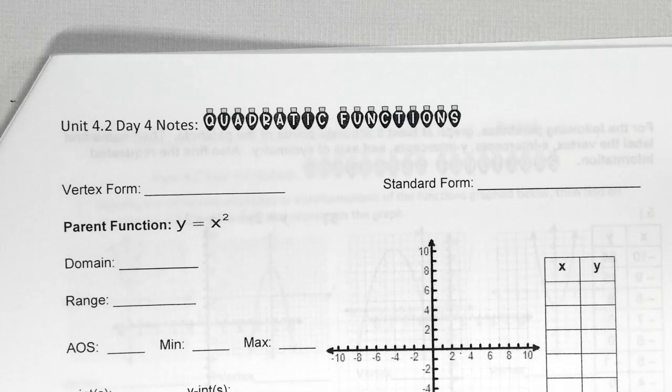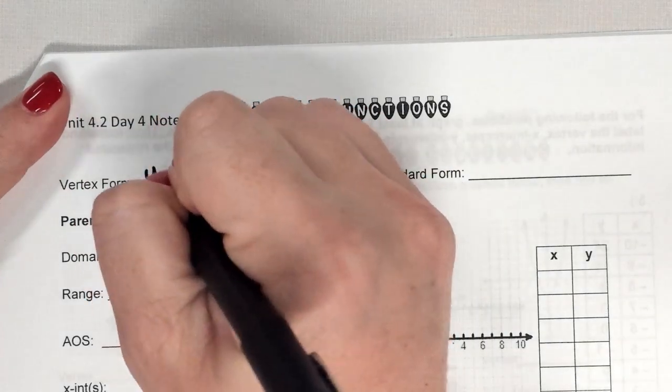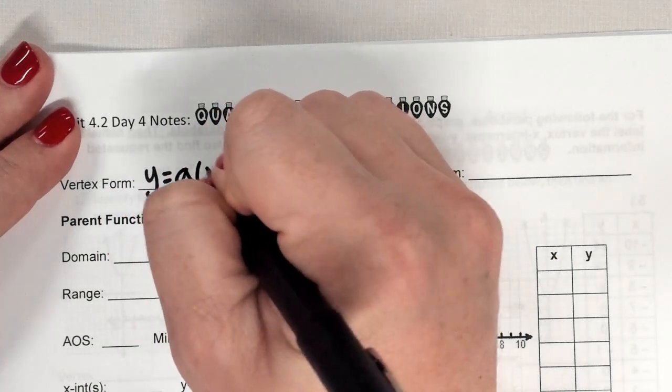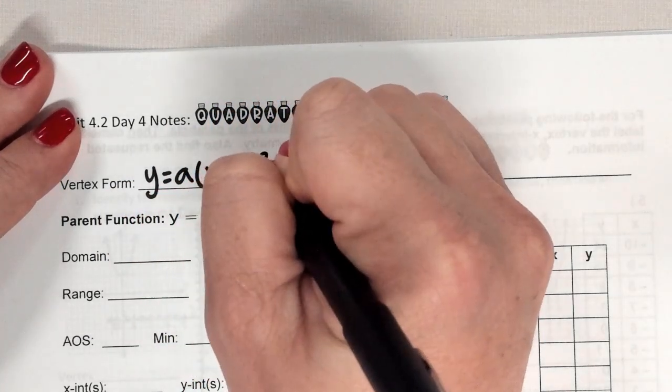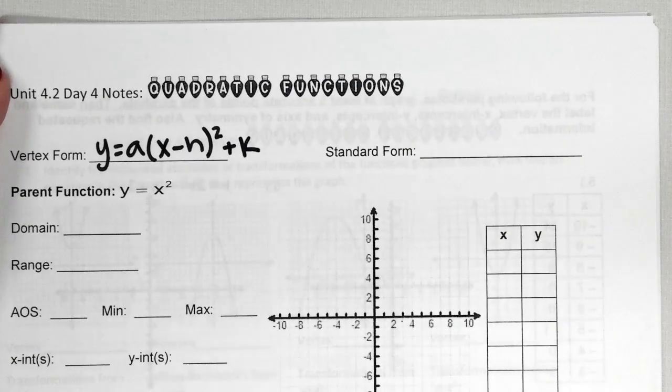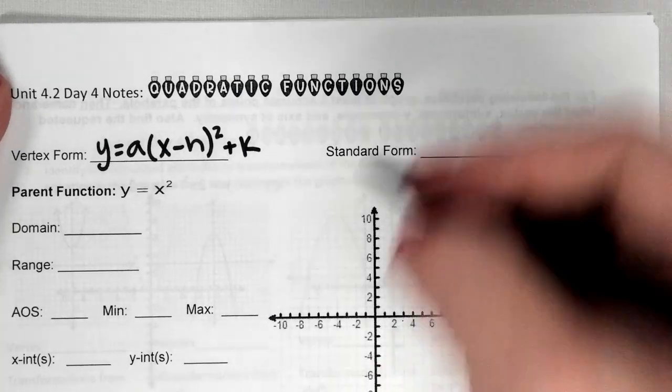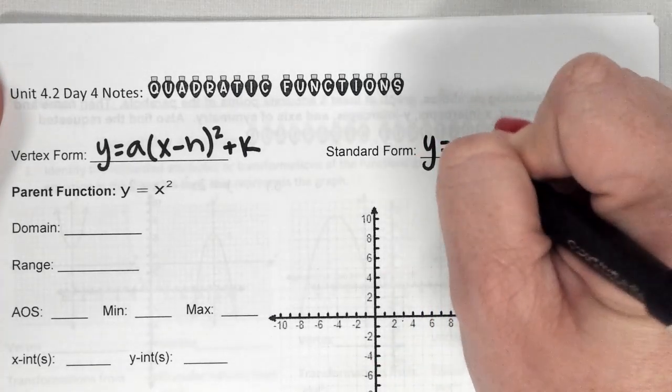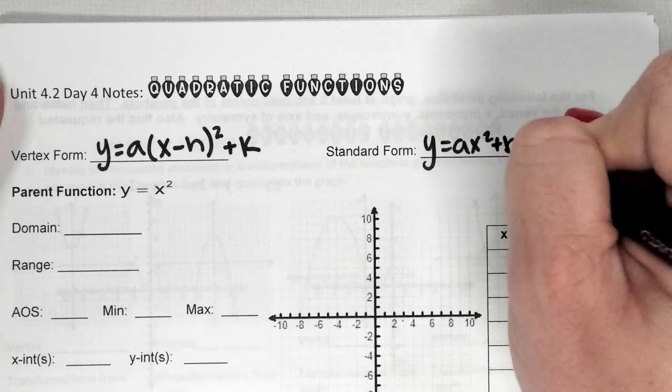Okay, so we are doing quadratic functions. Y'all, quadratic functions you have done before. None of this is new. Yes? Okay, so our equations. Vertex form is y equals a(x minus h) squared plus k. Standard form is y equals ax squared plus bx plus c.